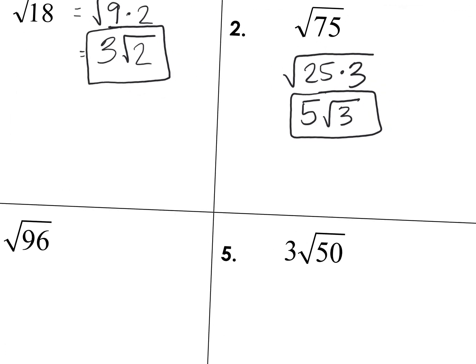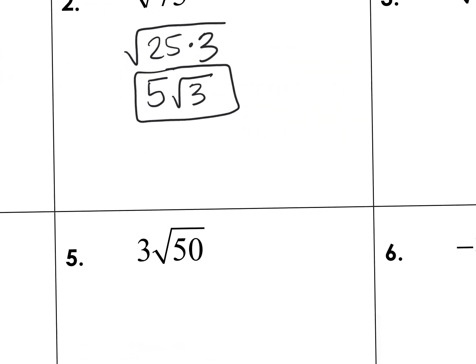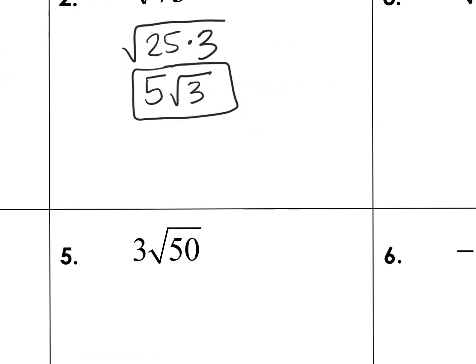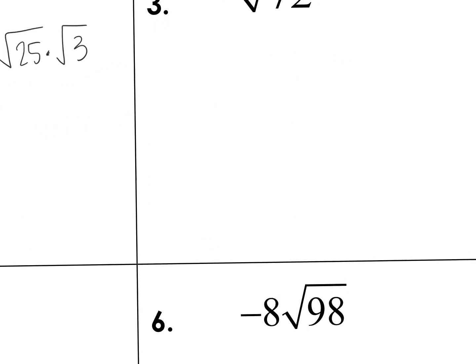I want to mention, when we're doing this, that I'm kind of leaving out a step. What I'm doing here is essentially breaking this apart into 2 separate roots, and then I evaluate them separately. So the square root of 25 I can write as 5. The root goes away, and then the root 3 remains. All right, let's see what's happening over here.